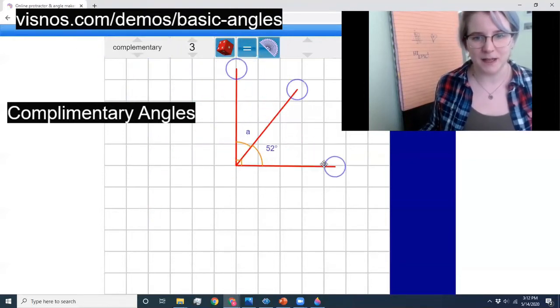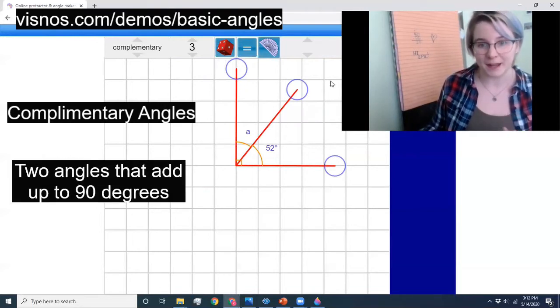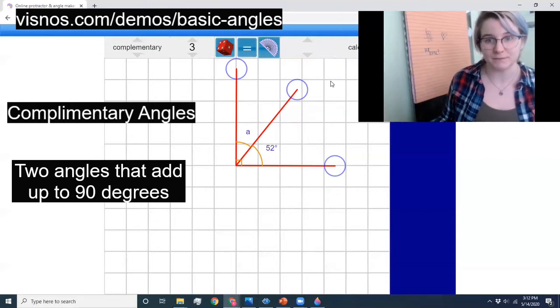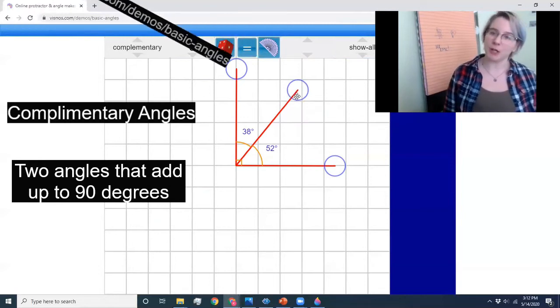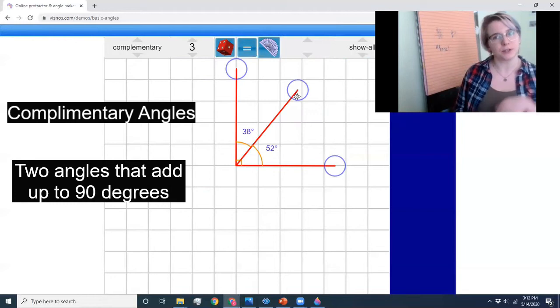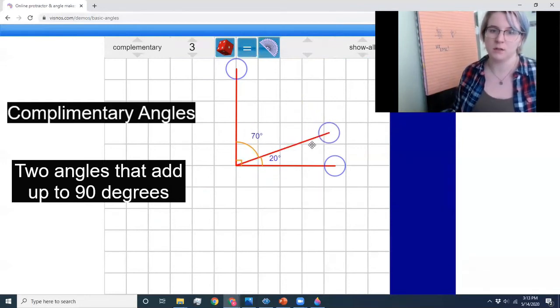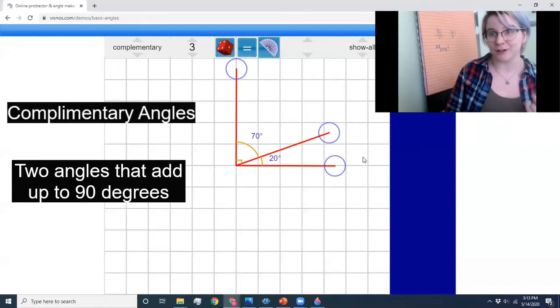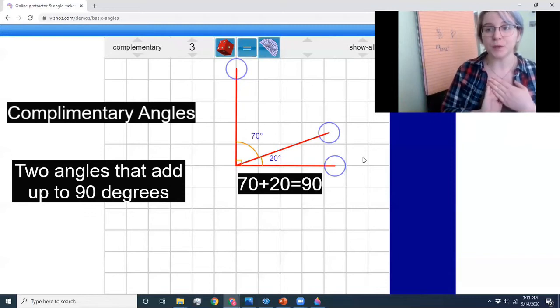Complementary angles. Complementary angles are two angles that add up to 90 degrees. So we can see that this 38-degree angle and this 52-degree angle add up to a 90-degree angle, or a right angle. If we adjust it, now we have a 70-degree angle and a 20-degree angle. 70 plus 20 is 90. No matter what, complementary angles are always going to add up to 90 degrees.